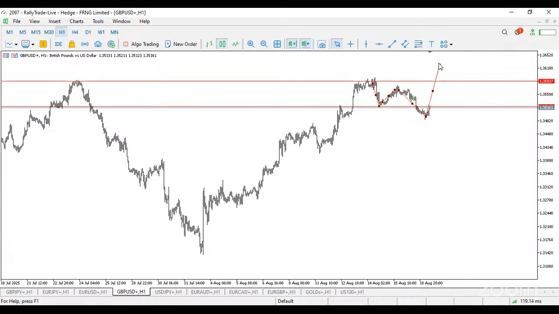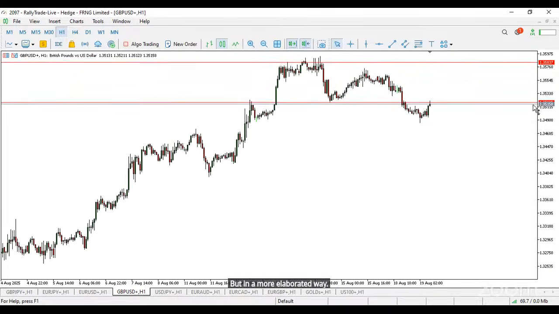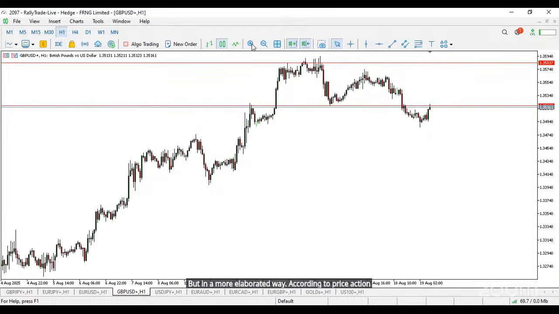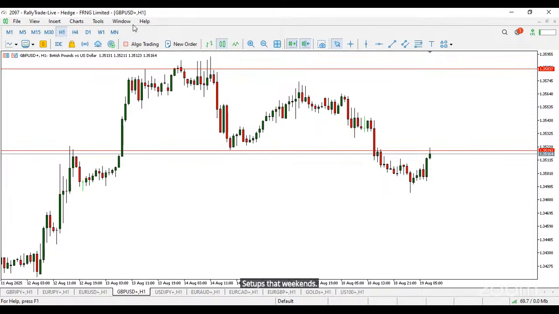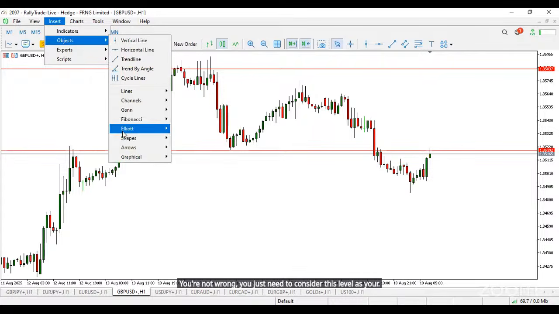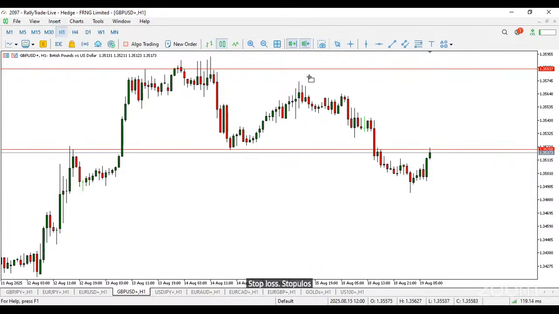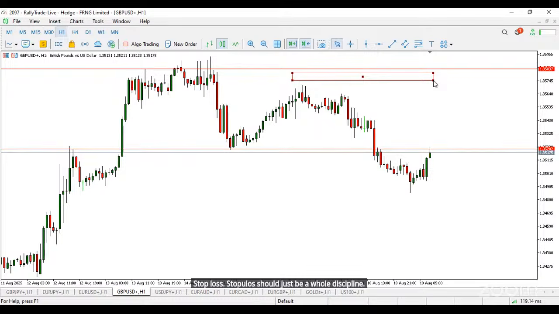For a day trader, I'll be trading what I see. So what it is doing currently now is a pullback. Now there are like three ways to enter a downtrend back in a more elaborate way according to price action. But I'm going to just streamline it to simple setups that we can see. So for starters, anyone entering an instant execution sell now, you're not wrong. You just need to consider this level as your stop loss. The stop loss will just be above this previous lower high. This is the area where you put it.